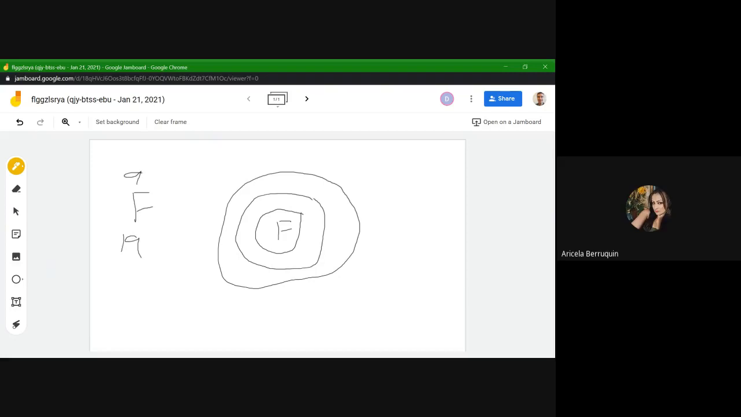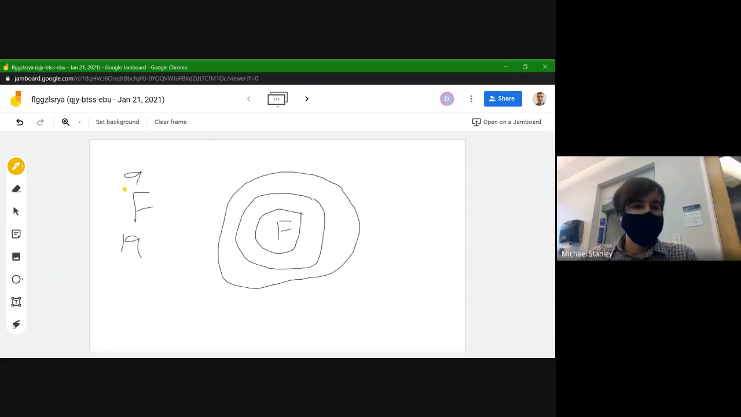Nine. 9, exactly. Atomic number of 9 means 9 protons and 9 electrons. So we've got 9 electrons to start off with. So as always, we start on the first shell. So how many electrons can we fit on the first shell of fluorine?